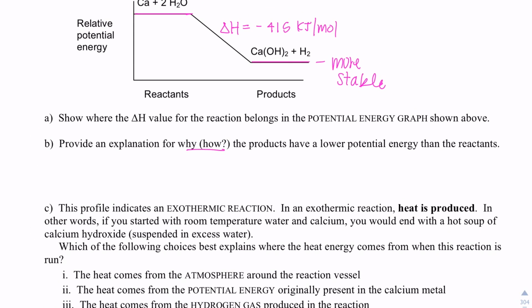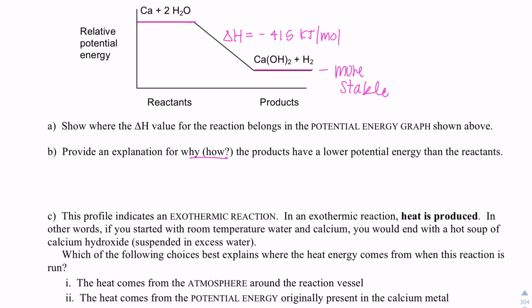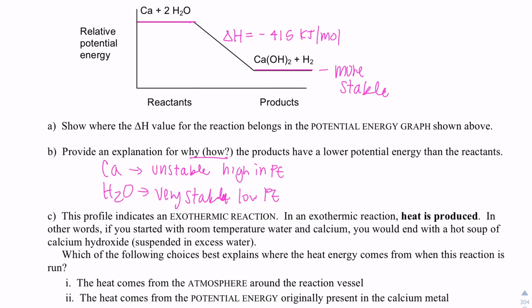Provide an explanation for why or how the products have a lower potential energy than the reactants. Start off with two reactants, calcium and water. Water is very stable. It's stable and low in potential energy. But our calcium metal is very unstable relatively. We do have calcium metal that exists, obviously, in the world, but it is unstable relative to how stable other things are. So relatively unstable, high in potential energy.